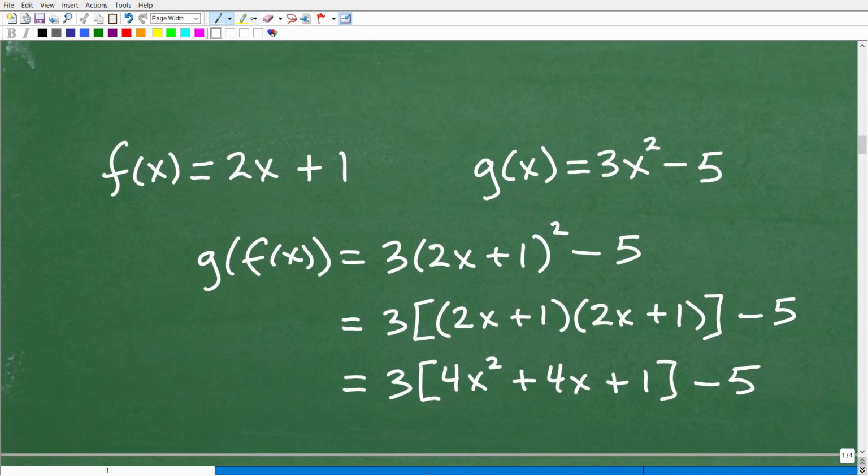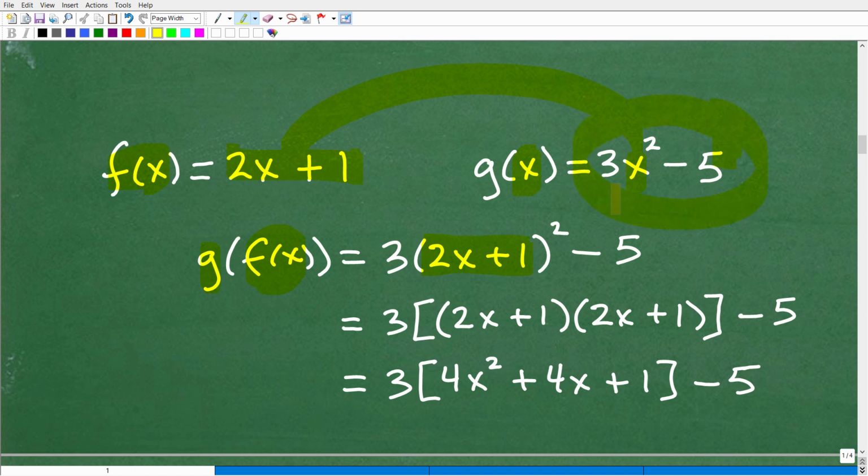Okay, so here we go. Now we're talking about plugging something into the g function. What are we going to plug into the g function? We're going to plug in the f function. But instead of plugging in f of x right here in g of f of x, we're going to plug in this into the g function. So that's going to be 3 times, here is the f function, 2x plus 1, squared minus 5.